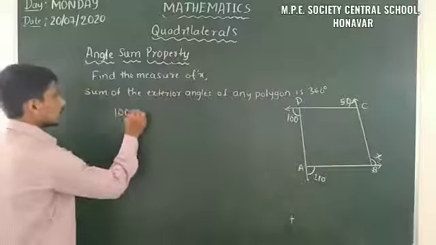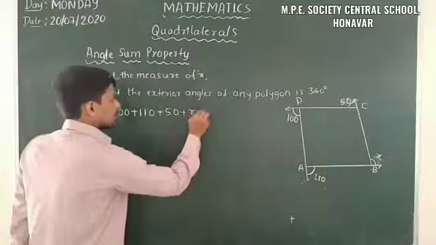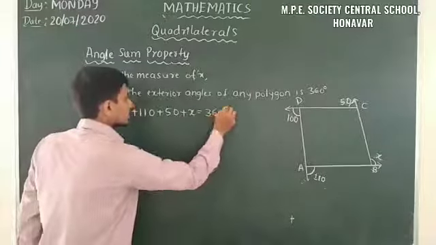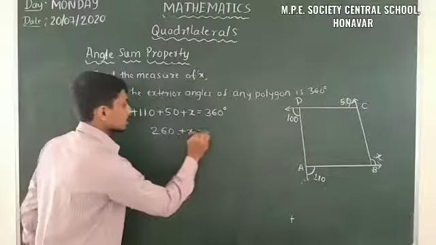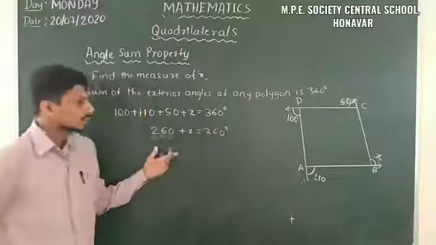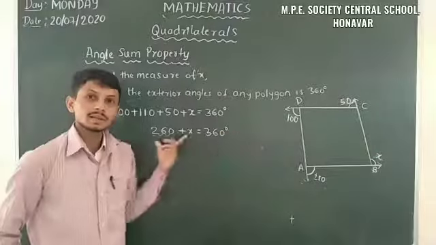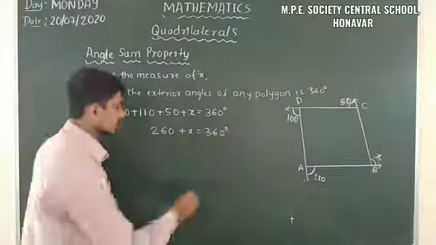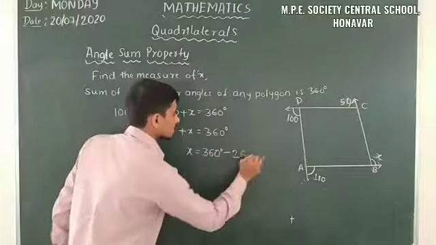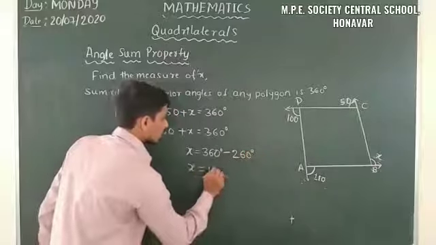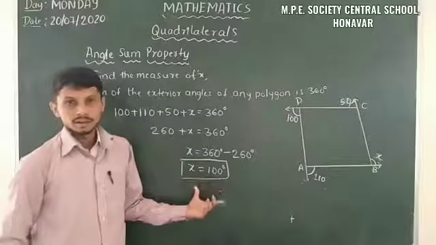That means 100 plus 110 plus 50 plus x is equal to 360 degree. So we have 260 plus x is equal to 360 degree. Then we have to transpose this 260 to the RHS side. It will become minus 260, and 360 stays. x is equal to 360 degree minus 260 degree. So x is equal to 100 degree is the answer. The value of x is equal to 100 degree here.